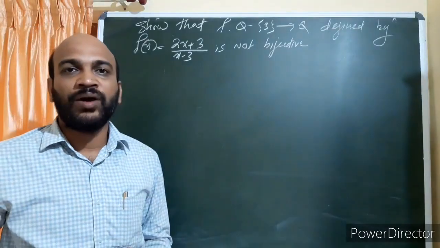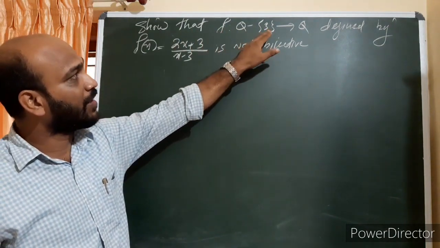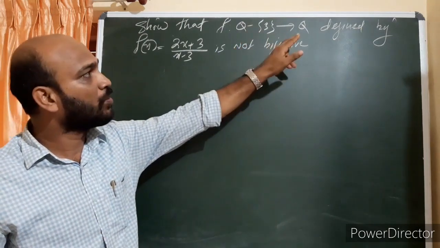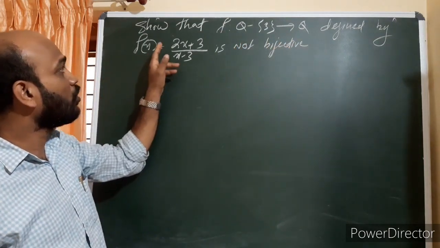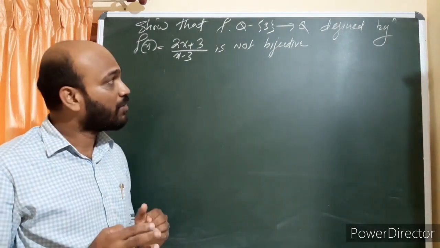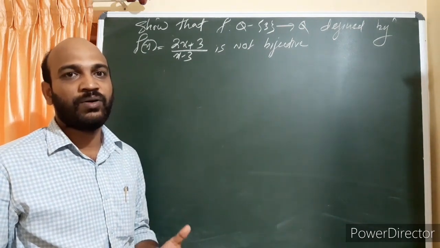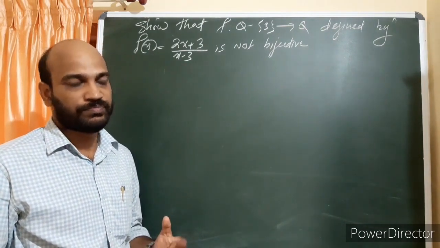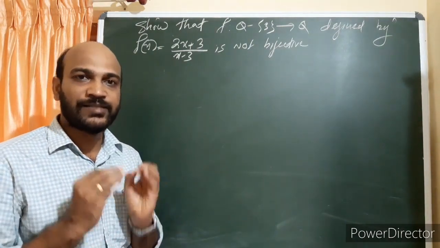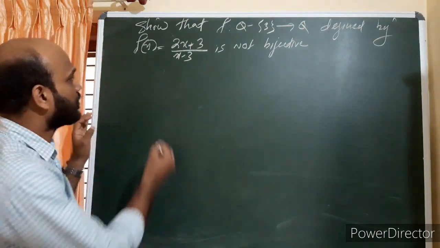Okay. Now consider the second question. Show that f from Q minus {3}, that means the domain is all rational numbers except 3, to Q defined by f of x equals (2x plus 3) by (x minus 3) is not bijective. We want to show that it is not bijective. That means it may not be 1-1 or it may not be onto. For showing it is not 1-1 or not onto, one example is enough. So anyway, we will go for 1-1 first.